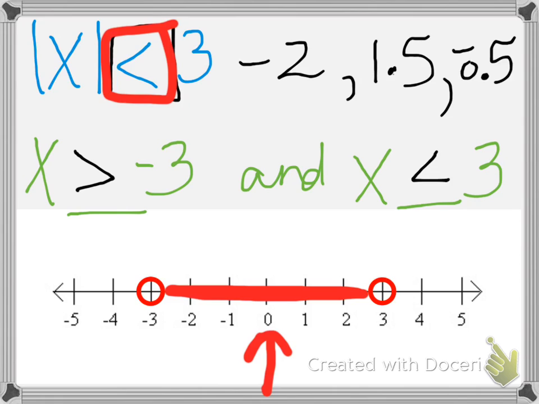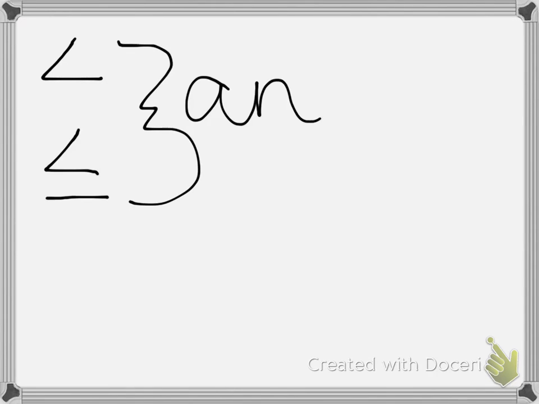So let's go ahead and talk real quick about why I used the word and. Why didn't I use or, since we've talked about that as well? Let me tell you why I used and. When my original inequality is using less than or less than or equal to, then that's going to be a conjunction, and I will use the word and.